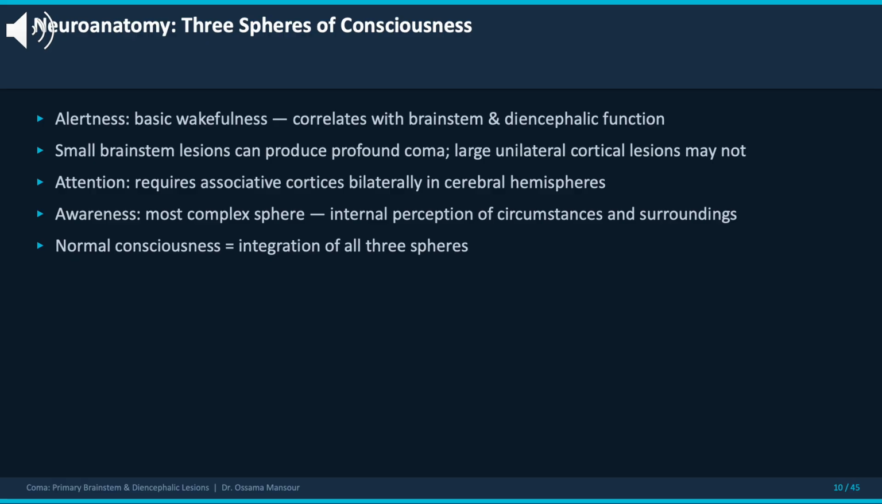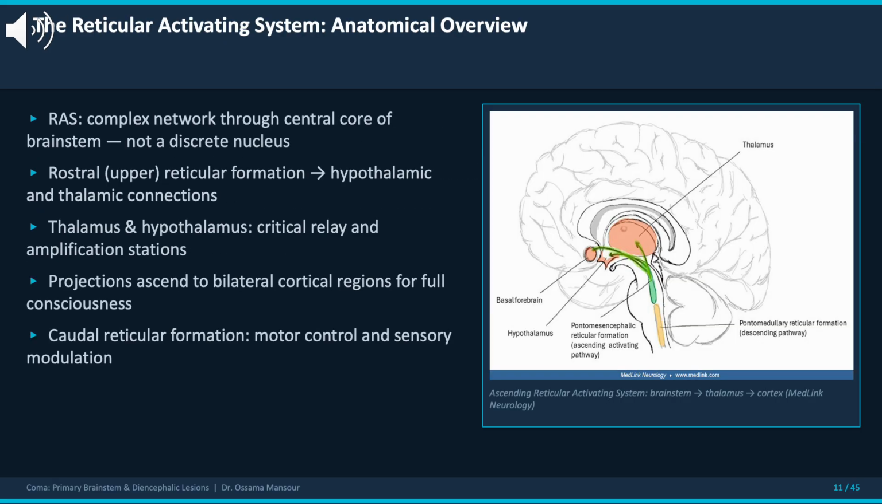Finally, awareness, the most complex and least understood sphere, leads to internal perception of one's circumstances and surroundings. Normal consciousness requires the integration of all three spheres, and different pathologies can selectively affect specific spheres, producing distinct clinical syndromes. Now let's examine the neuroanatomical substrate of arousal in detail, with particular focus on the reticular activating system.